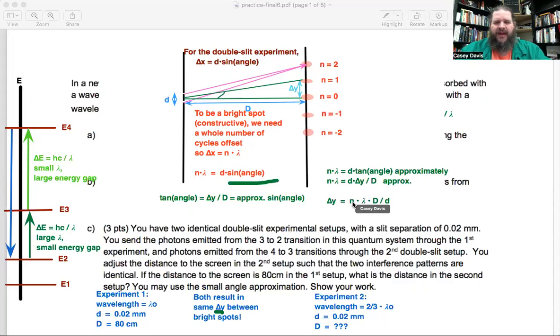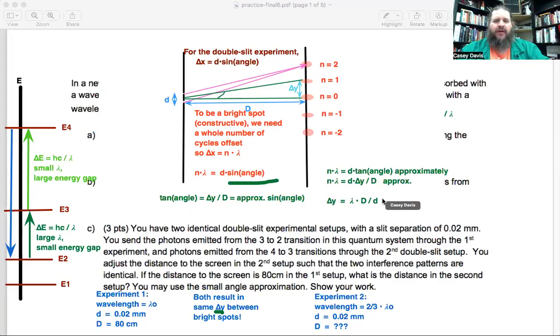Alternatively, if you replace n with 1, that'll just tell us the distance from the center to the first bright spot. And that should be pretty close to the distance from the first bright spot to the second bright spot and from the second to the third and so on. So if we just replace n with 1, lambda times big D over little d tells us the difference between adjacent bright spots.